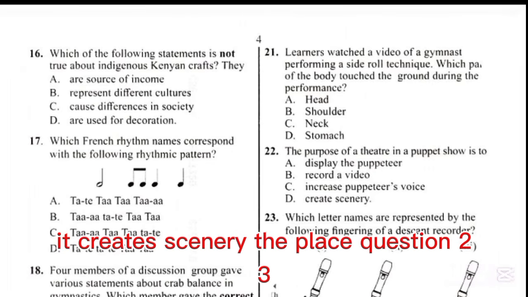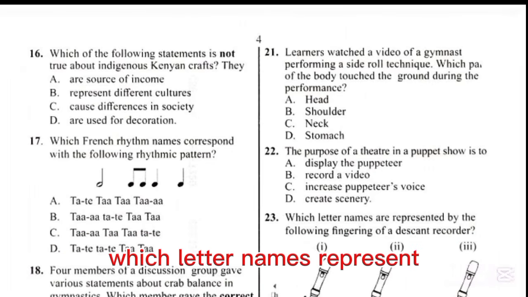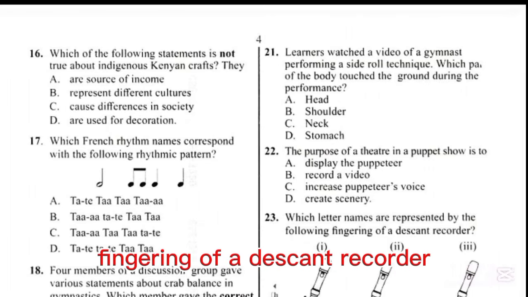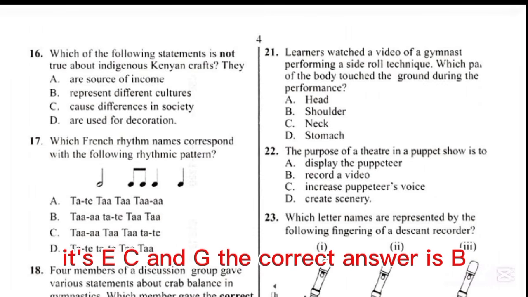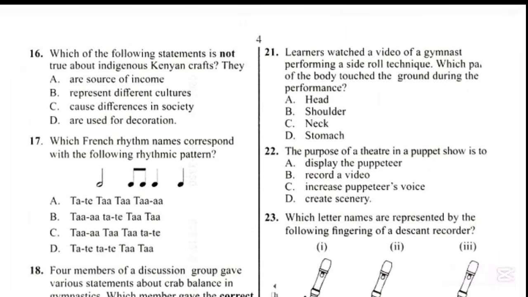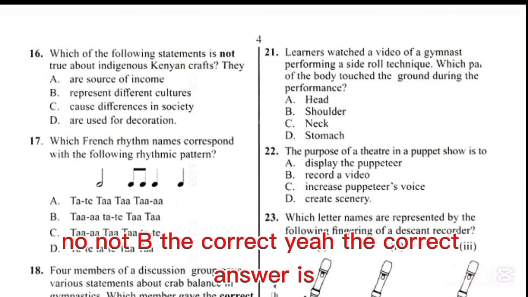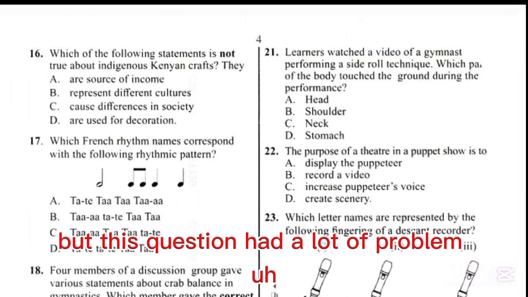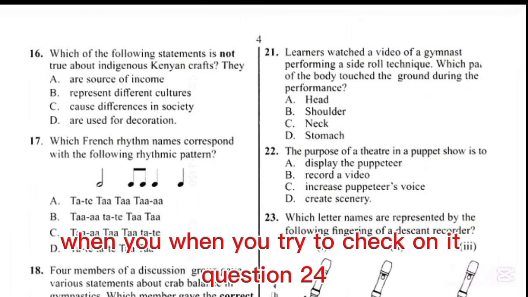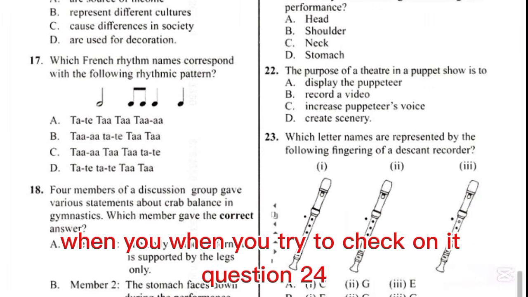Question 23, which letter names are represented by the following fingering of a descant recorder? So we talk about it's E, C, and G. It's E, C, and G. The correct answer is B. But this question had a lot of problems when you try to check on it.